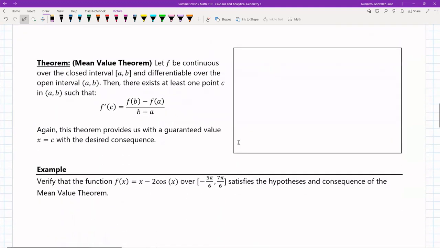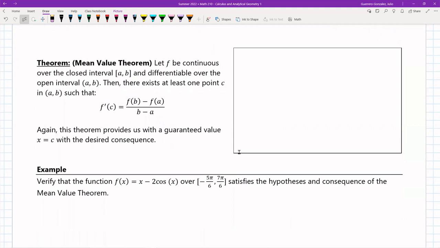So now comes the next one. This is the more important of all the theorems that happen in math. Okay, the mean value theorem. Let me read it out first. Let f be continuous over a closed bounded interval and differentiable over that same interval a, b.